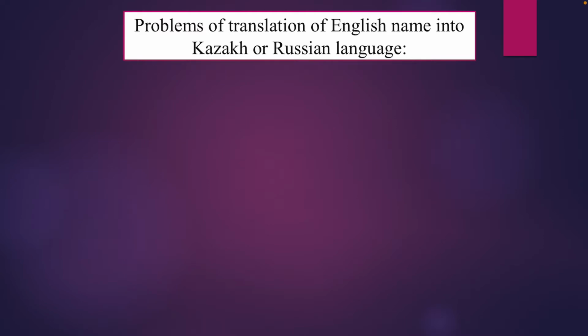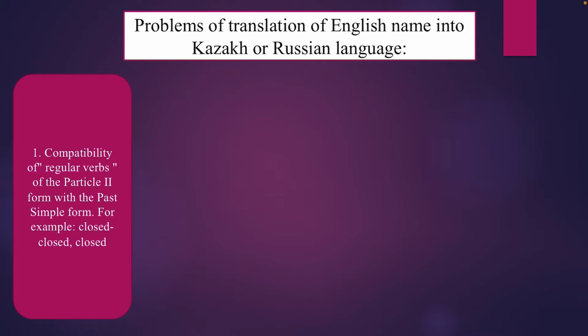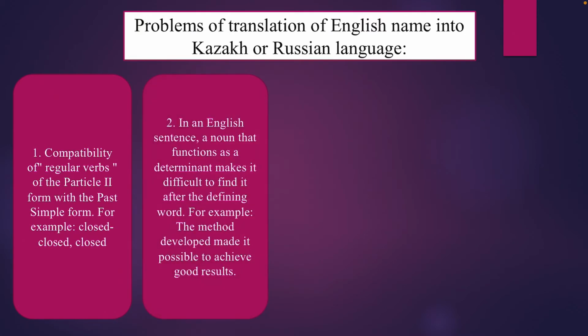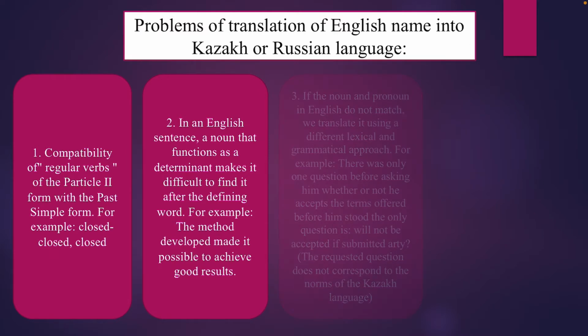There are 7 problems. The first, compatibility of regular verbs of the second participle form with the past simple form. For example, closed, closed. The second, in an English sentence, a noun that functions as a determinant makes it difficult to find it after the defining word. For example, the method developed made it possible to achieve good results.